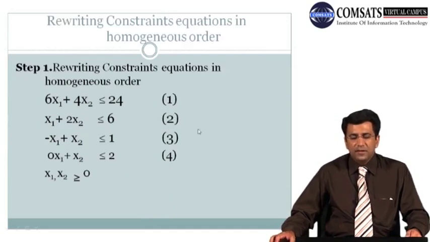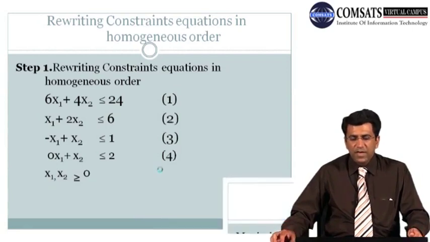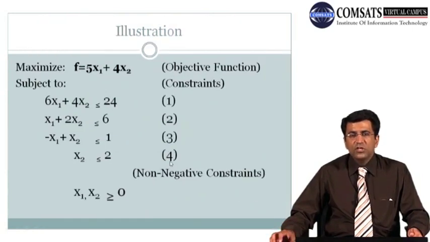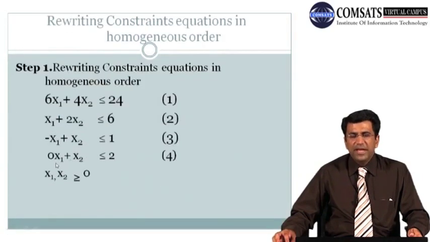Okay class, as a first step we will have to rewrite these inequalities in some homogeneous form. We have the fourth inequality as x2 is less than equal to 2. There is no x1 in this particular inequality, so we will put it as 0x1 plus x2 is less than equal to 2, so that all the equations are written in a similar and homogeneous pattern.